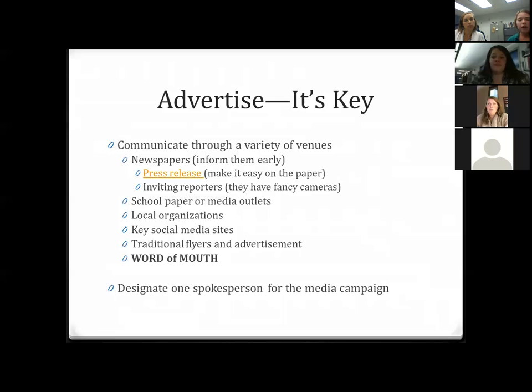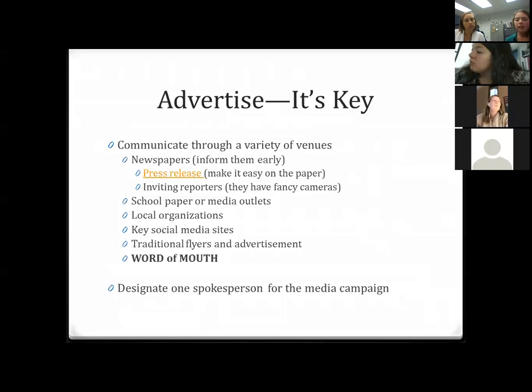Successful projects also survive off advertisement. So you need to communicate through a variety of venues. If you want a newspaper to write up something about your event, inform them early before the event, or if it's a project, give them a lot of details so they can come in.